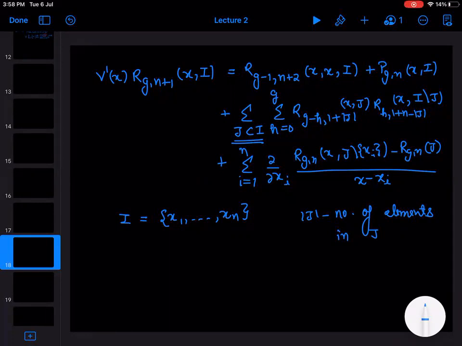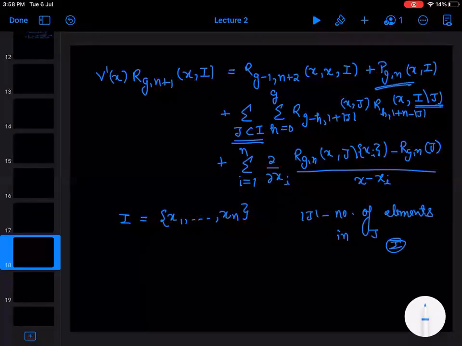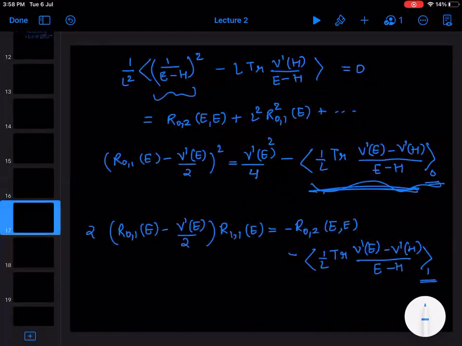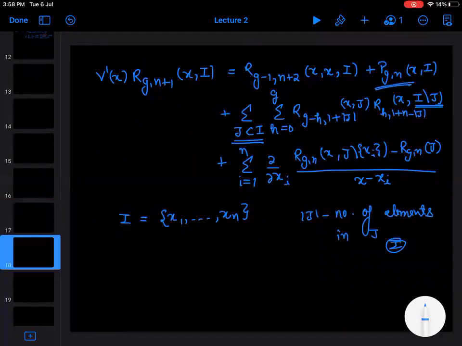And this notation, I think you're familiar with. It just means that you are taking your I and removing all the elements that you considered in J. And this PGN is a polynomial in X, which is nothing but a generalization of this term. This term here, you can write it as P0,0. Let me write the expression for this.